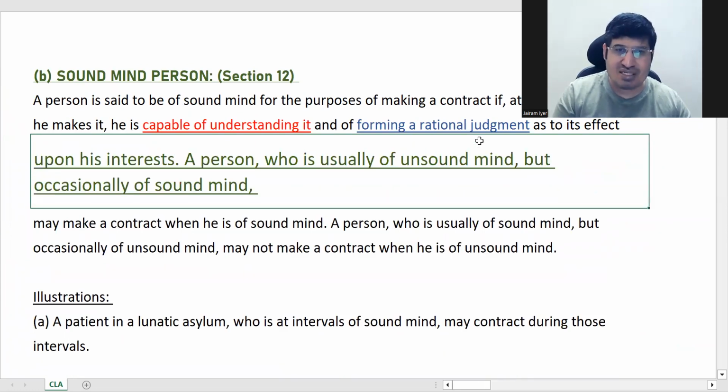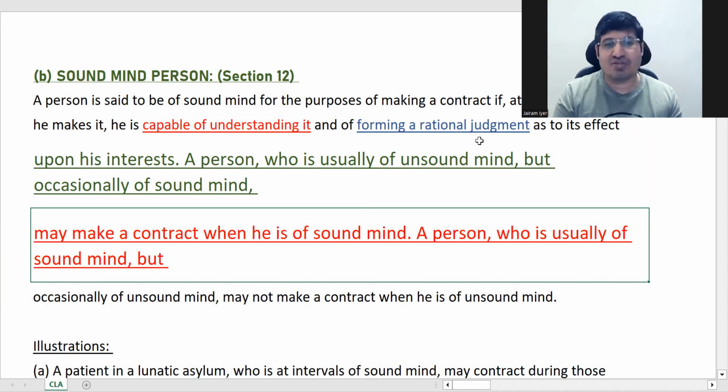And now here one more thing is, if a person is usually of unsound mind, but occasionally of sound mind. It happens that people of unsound mind are not always of unsound mind. So they are fine many times. So a person who is usually of unsound mind, but occasionally of sound mind, he can make a contract when he is of sound mind. So at that point of time, he was capable of understanding it and forming a rational judgment. That is important. Not that later on he became a lunatic.